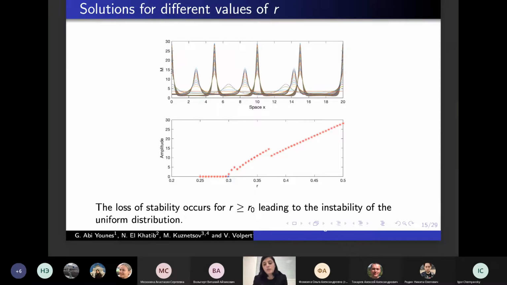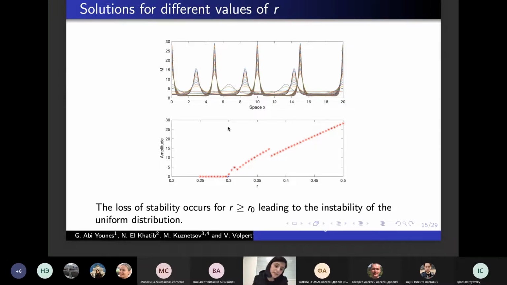Now I will show you some numerical results, and I will talk about the loss of stability. Let me first explain what we have in these two figures. In the upper figure, we have the solutions for the variable m in the one-dimensional model for different values of R. Here we can see that we have constant solutions and solutions showing periodic spatial structures.